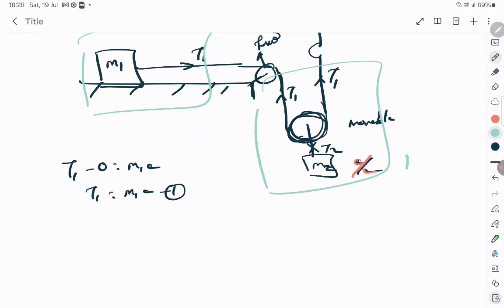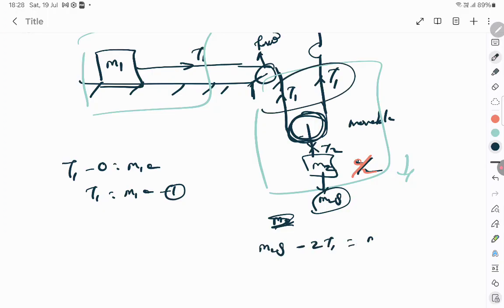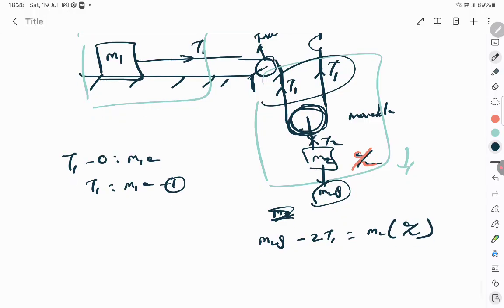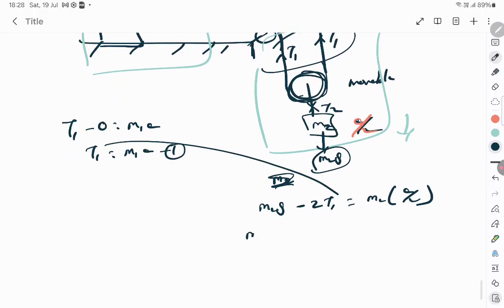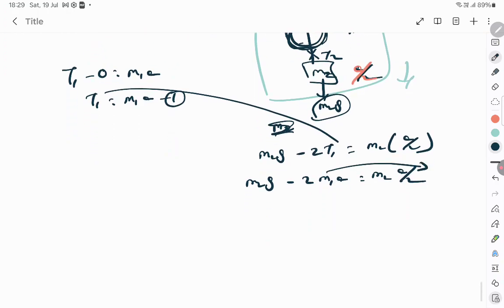Let's see, this is going to accelerate downward, you all know. So then therefore m2 into g, the weight, is also acting downward, and that has to be greater than the two tensions here. So m2g minus 2T1 is equal to m2 into acceleration, which is a by 2. You can substitute T1 to be m1 into a: m2g minus 2 into m1 into a is equal to m2 into a by 2. So this can get pulled to that side: m2 into g is equal to m2 into a by 2 plus 2 into m1 into a.